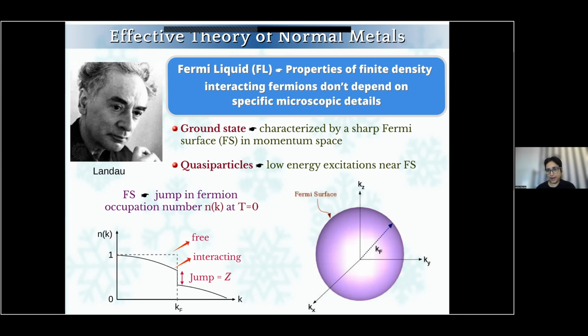Now, if we take a 3D isotropic fermionic system, then the Fermi surface looks like the surface of the sphere that I have shown here. And the radius of the sphere is given by k_F, which is the Fermi momentum.